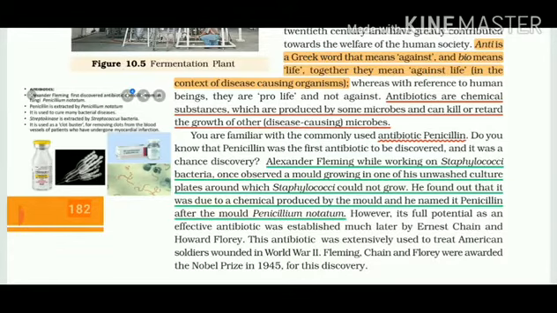When he was working, he found that a mold had grown on his unwashed culture, and where it grew, Staphylococci could not grow. He found out that it was due to a chemical which was produced, and he named it penicillin after the mold Penicillium notatum. This was established by Ernst Chain and Howard Florey, and now it is extensively used, and it even helped people in World War II in America.